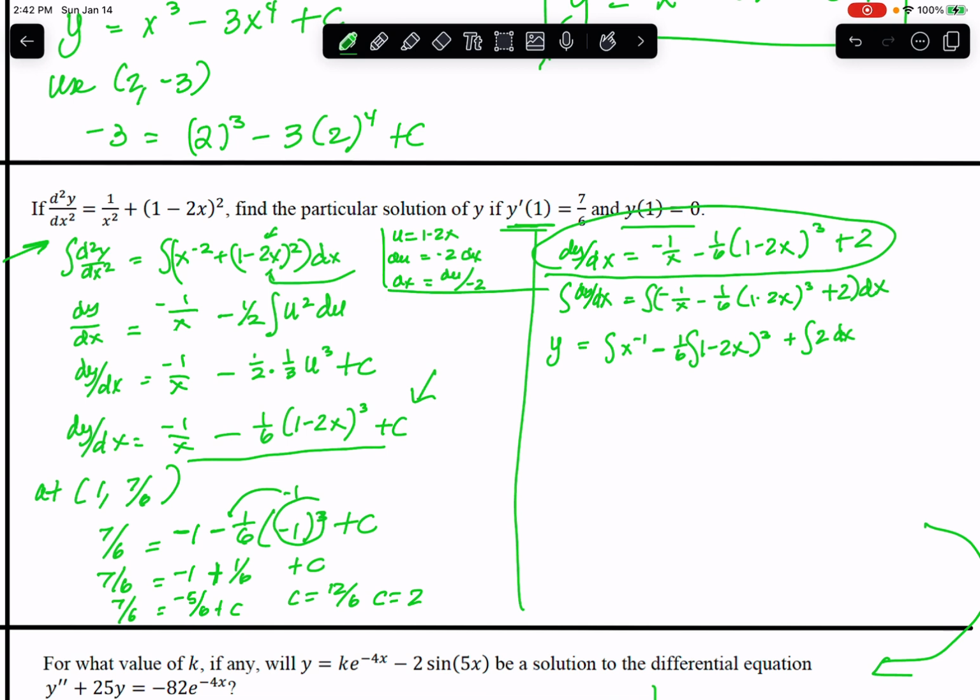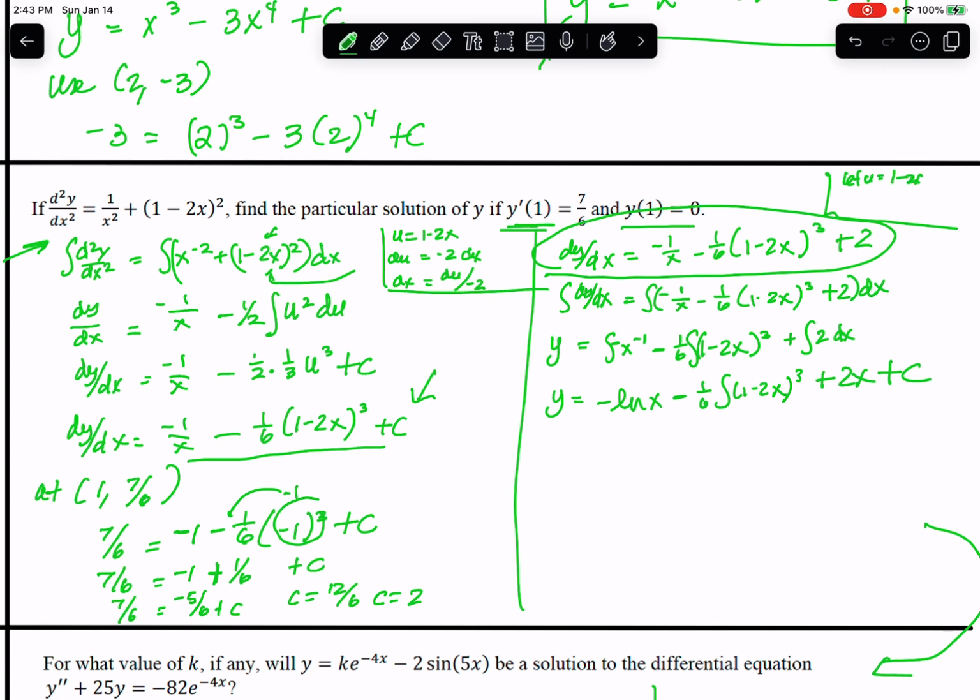So we have y equals, and by the way, this is negative 1 over x to the negative 1. So negative ln of x minus, and I'm going to keep this here still because I'm going to use u substitution, so I'm just going to get all my other ducks in a row, plus 2x plus c. So now I am going to let u equal 1 minus 2x.